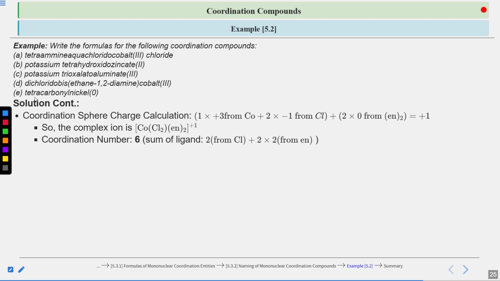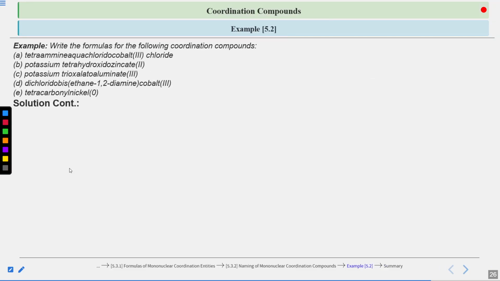How do we identify that? Because we haven't mentioned any anion at the end of the name or any cation at the start of the name. That means the complex is going to be an ion in the ionic form. Okay, and so it is cationic.